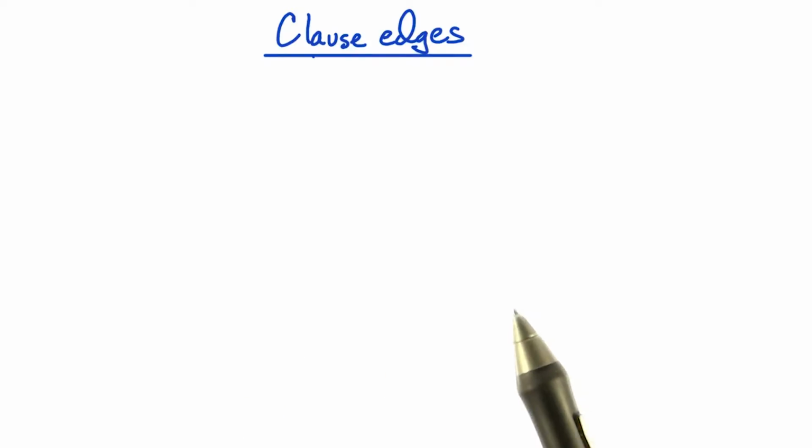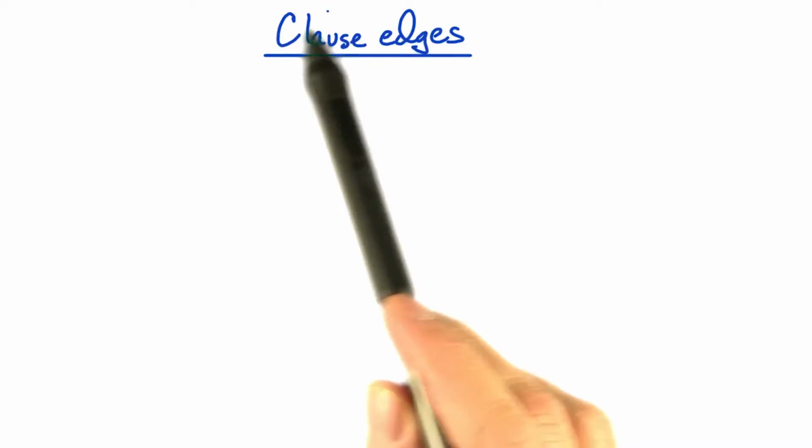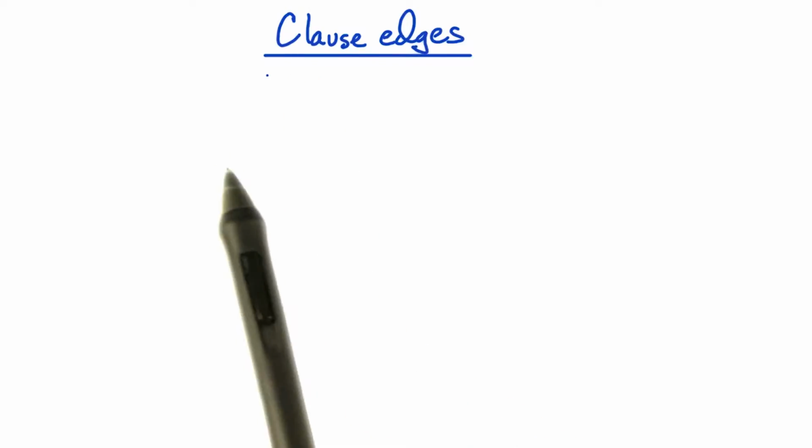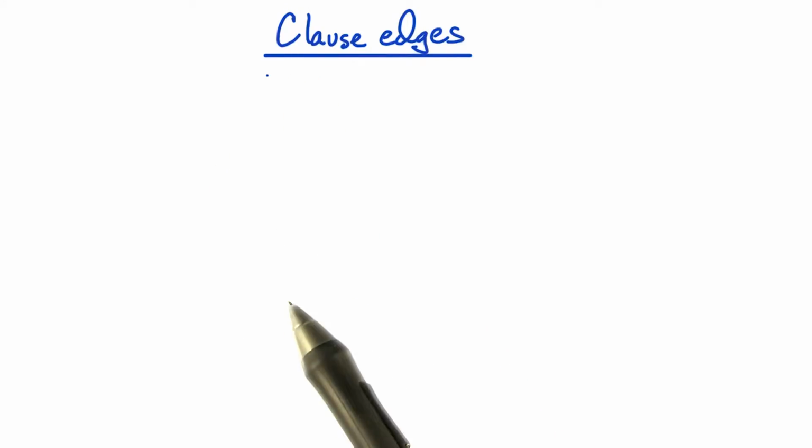There's going to be two types of edges. The first type we'll call clause edges because these are defined by the clauses. The second type are variable edges. Let's begin with the clause edges.